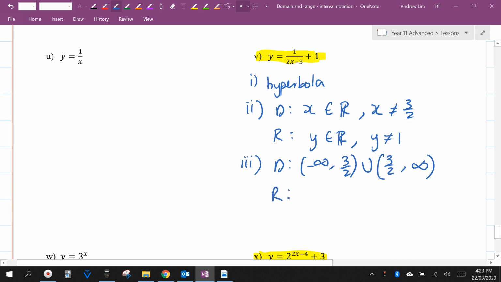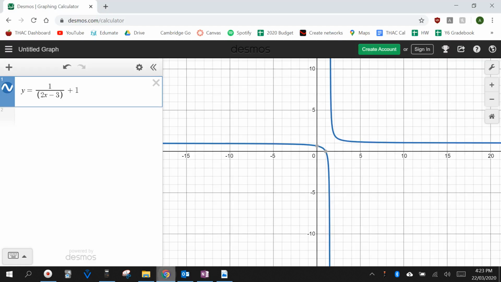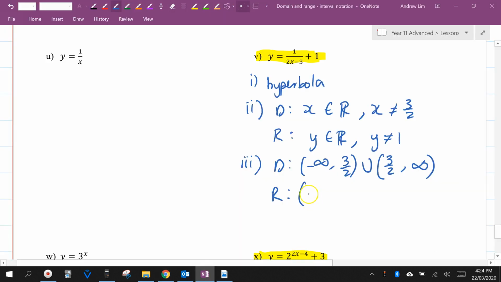And the range, we have a look at the graph again. This left one, the range is from negative infinity all the way to 1, but it doesn't include the 1. Okay, the asymptote is there. And from the right one, we can see it's from 1 all the way to infinity, but it doesn't include the 1. Okay, y can never equal 1. That means that the range is from negative infinity to 1, but not including it, or slash union from 1 all the way to infinity.